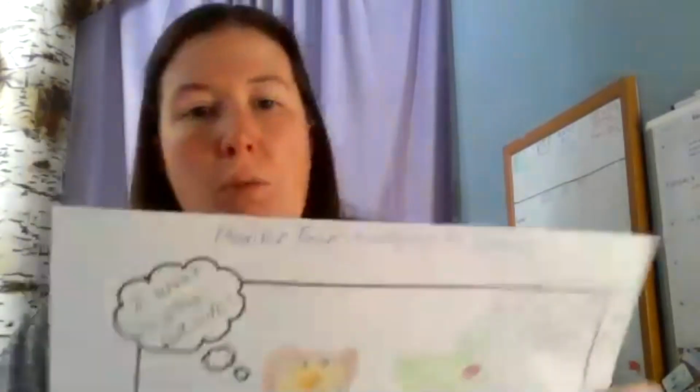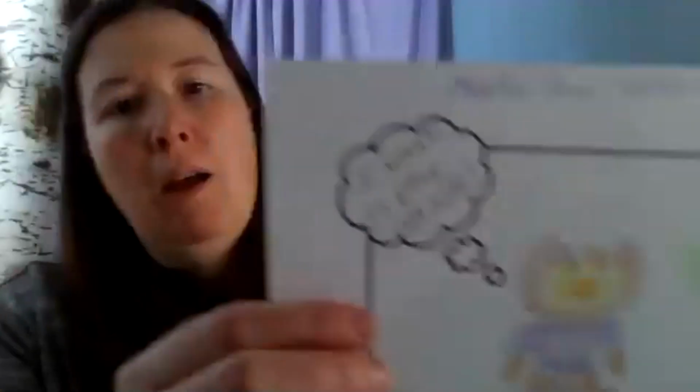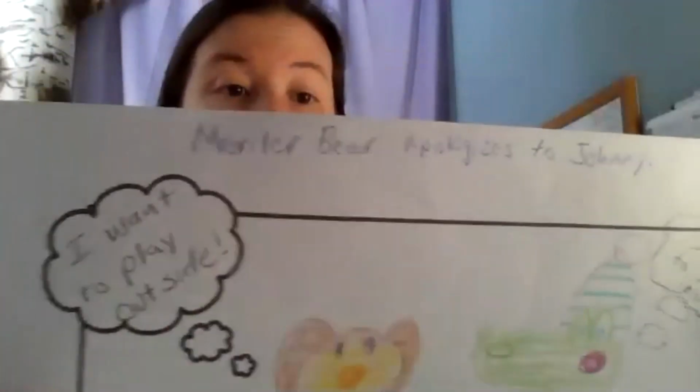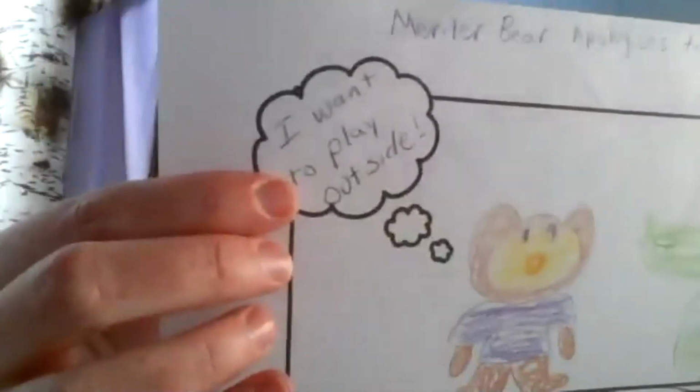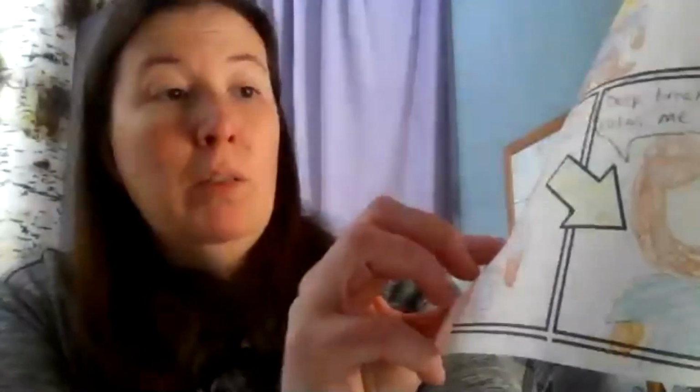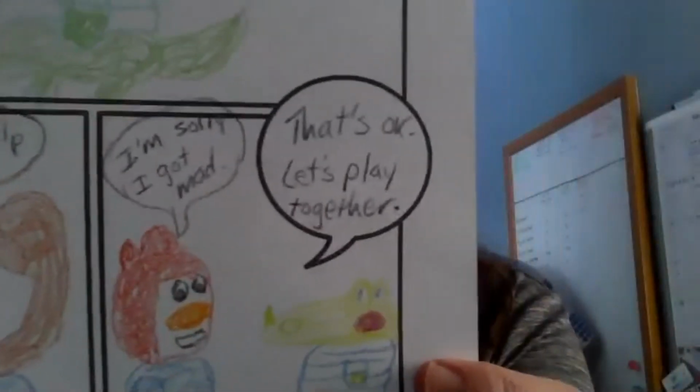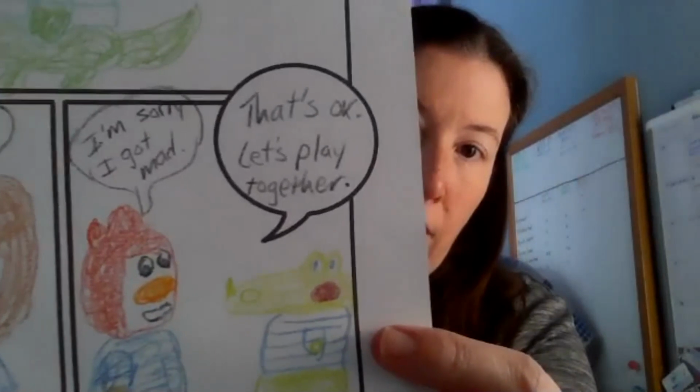So one individual I work with really likes his bear. So we did a story, Murder Bear Apologizes to Johnny, which is another stuffed animal. So I want to play outside, and he's thinking, no, I want to stay inside. And then Murder Bear is mad at Johnny and he yells at him, and then deep breaths. Deep breaths help me calm down. I'm sorry, I got mad at you. That's okay, let's play together.